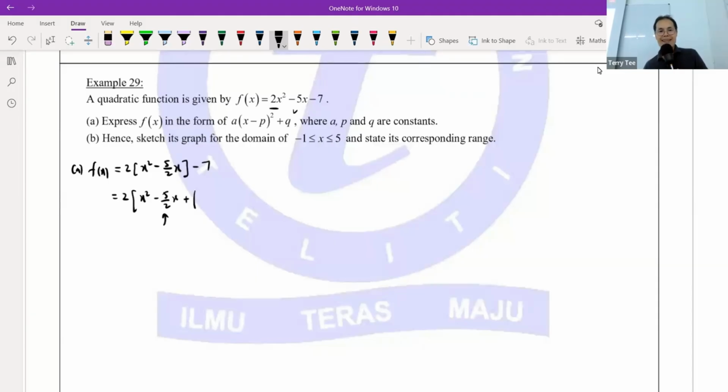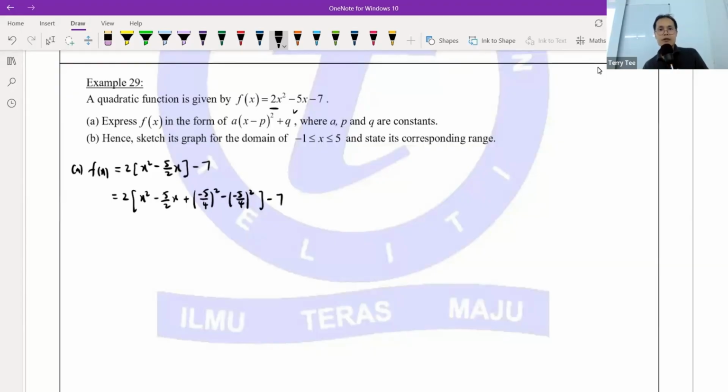So we're going to add negative 5 over 2 over 2. Negative 5 over 2 divided by 2 is 5 over 4. We square it, then we minus it off, right? Close the bracket, and then minus 7.